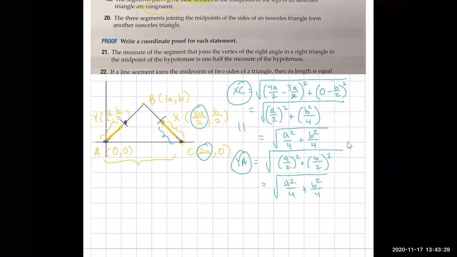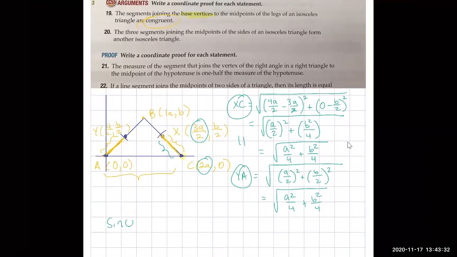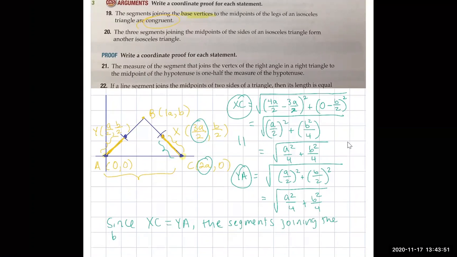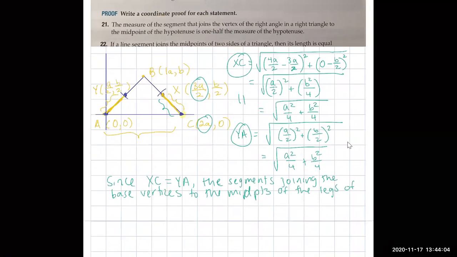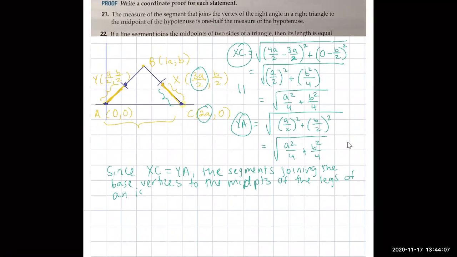So, let's summarize it. Since XC is equal to YA, the midpoints, I would just restate what the question is asking for. So the segments joining the base vertices to the midpoints of the legs of an isosceles triangle are congruent.